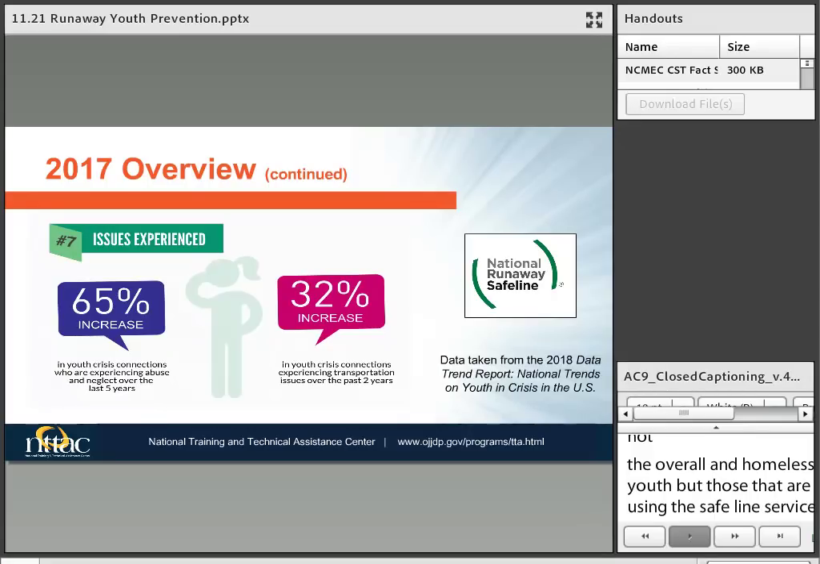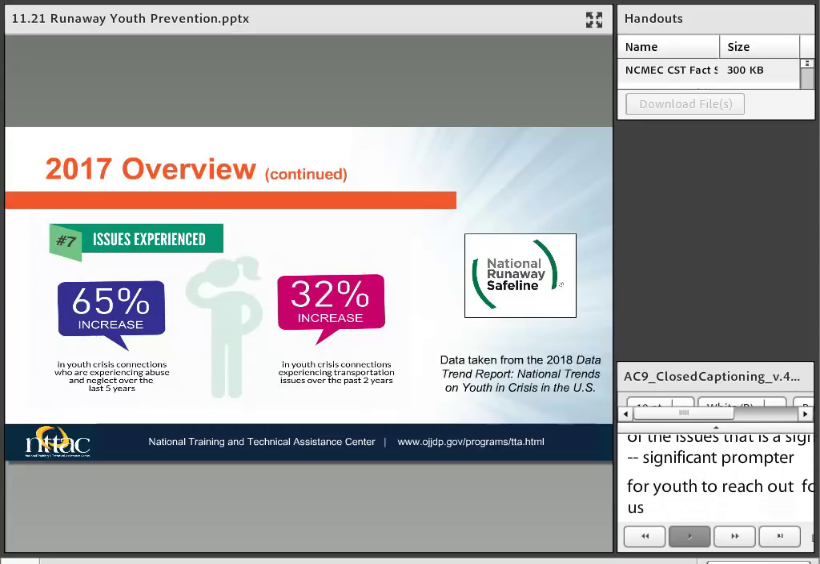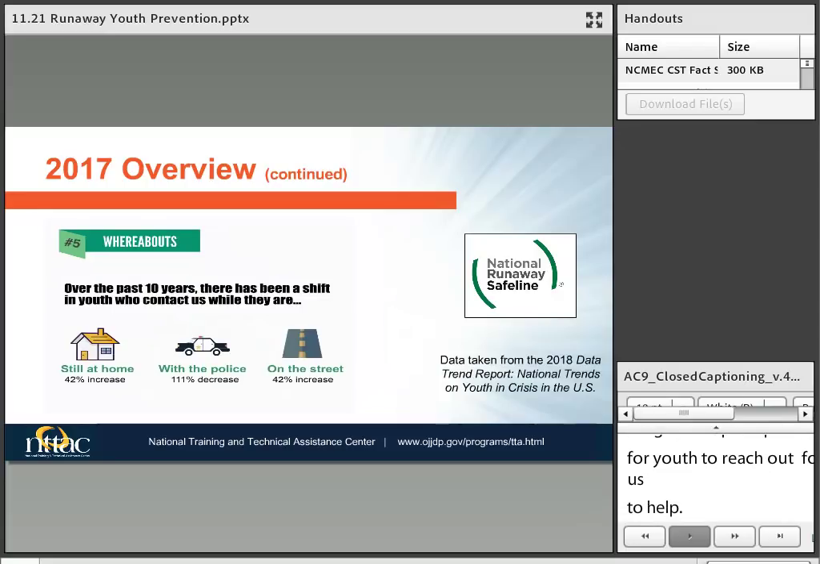We are also seeing a pretty significant uptick over the past couple of years in transportation being a significant prompter for youth to reach out to us for help. It may be transportation to get from home to somewhere else where they think they will be safer, a better option for their living situation. It may be that they have left and made their way to another community or another city, and they're looking for assistance to get elsewhere, where perhaps they have a family member or a friend or somewhere they may be able to stay.